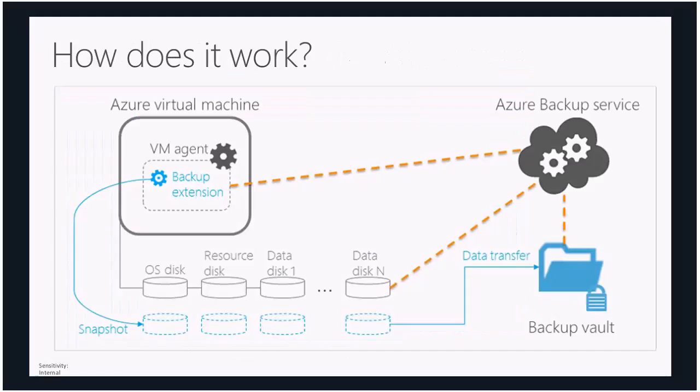So how does it work? Well, we're going to take this example here of an Azure IaaS virtual machine, and it has an agent installed on it. And that's used to take a snapshot of the disks that are attached to that system, which are then transferred to this backup vault. And that's effectively how it works on multiple levels.